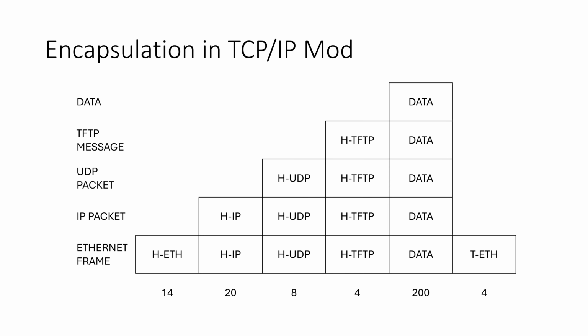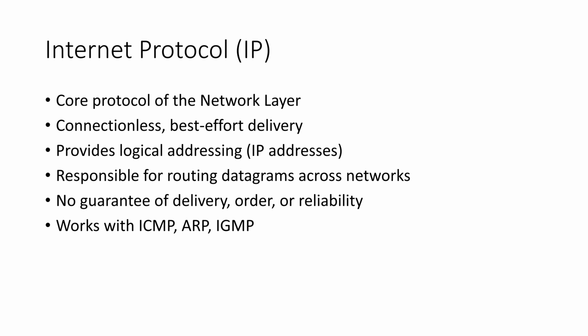This encapsulation process happens at the sender's end, and at the receiver side each layer reads and removes its corresponding header. This is called decapsulation, until the original message reaches the application. At the heart of the network layer is the Internet Protocol or IP.